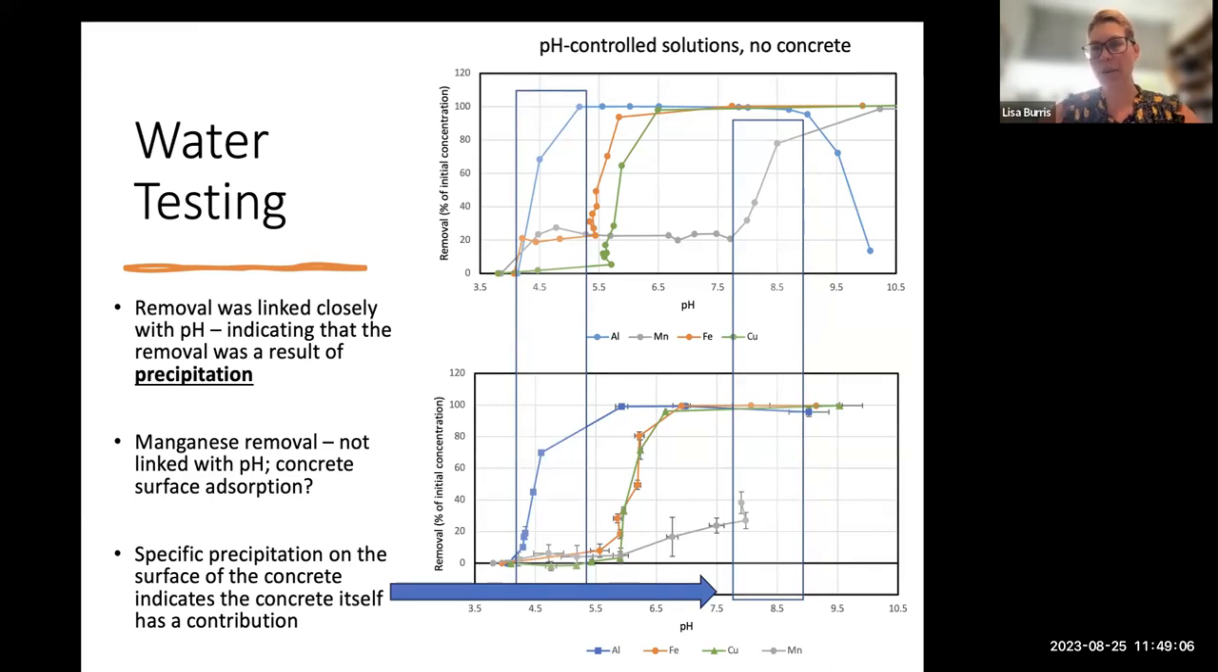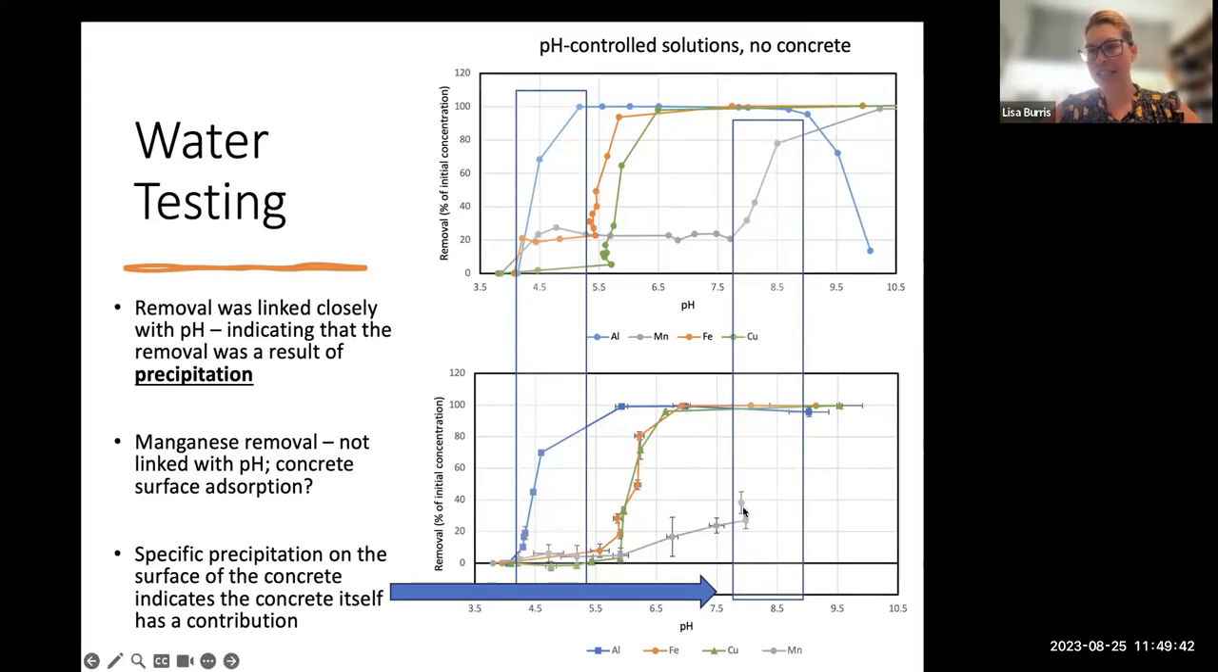So with the addition of sodium hydroxide, we see similar removal levels of aluminum and copper here as occurred in the concrete samples. And so it is the pH itself that's causing precipitation of the metals from the water. We still have the benefit that it's happening on the surface of the concrete. So we probably have a micro surface extreme pH increase right at the surface of the concrete that's causing everything to adhere to it. And then compare that again to the manganese.